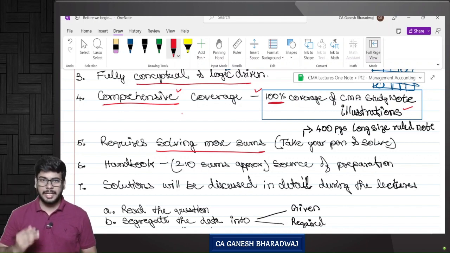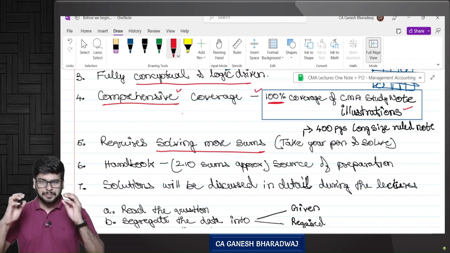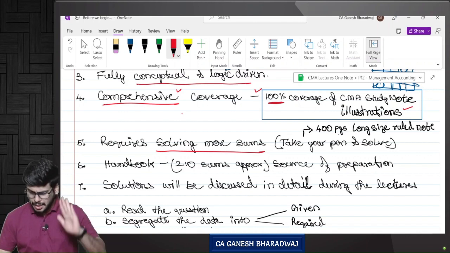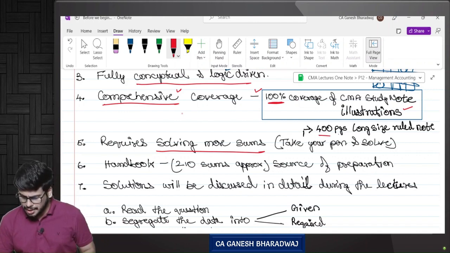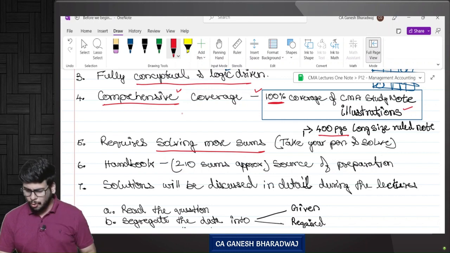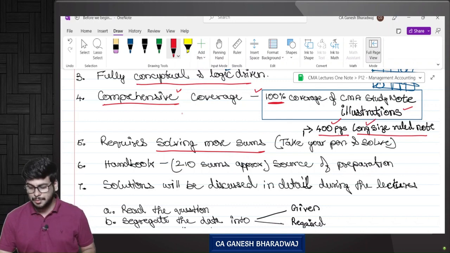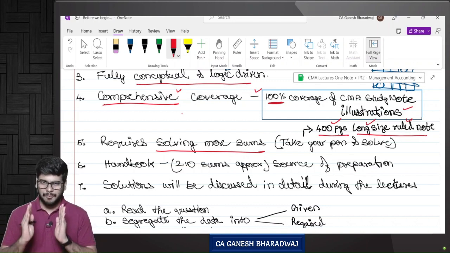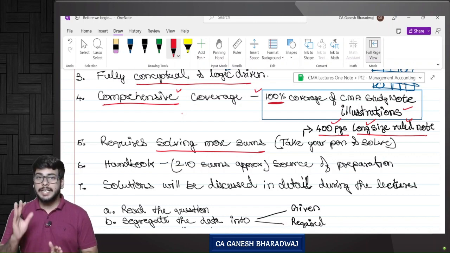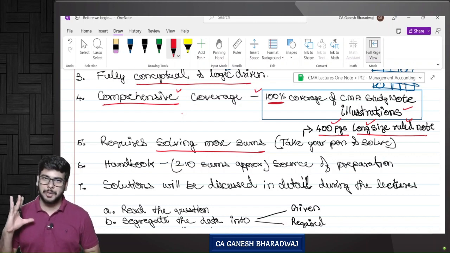That is the only way you can learn the subject. For that, I am giving you one time-tested approach. Please buy a 400 pages long-sized ruled notebook. It should be a long-sized, ruled book. Have it with you, dedicated for our Paper 12, Management Accounting.